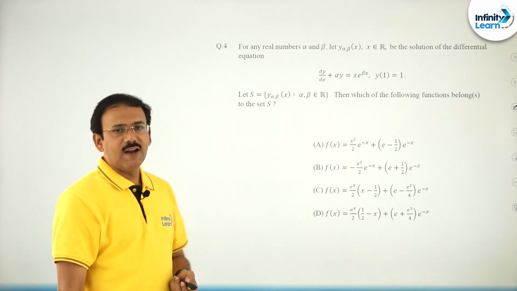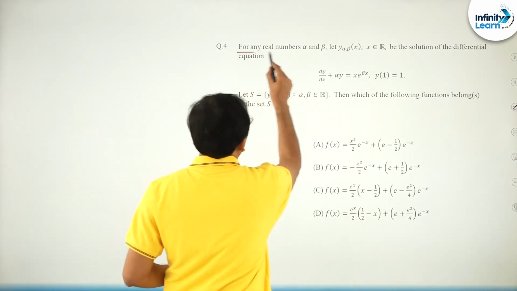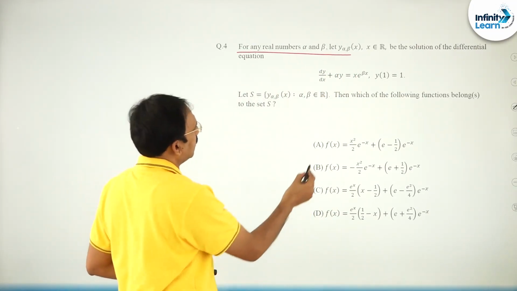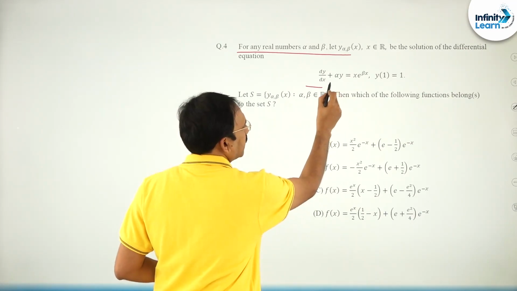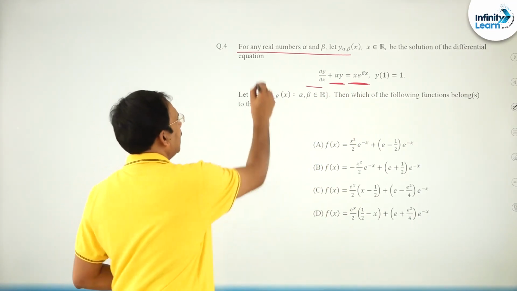You see, a differential equations related question. For any real numbers alpha, beta, y alpha beta is a solution. You see this is dy by dx plus p of x into y is equal to q of x, meaning it is an LDE.